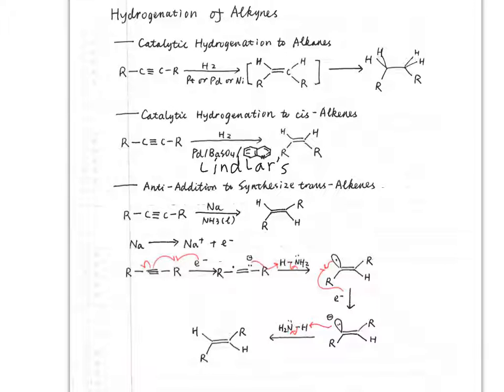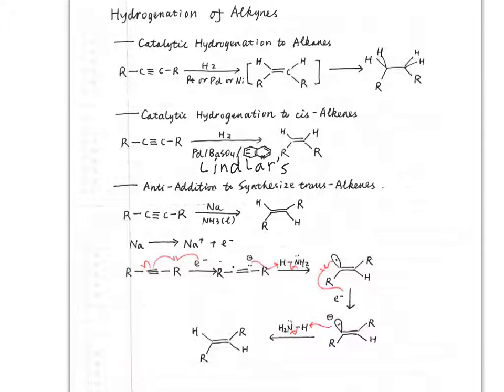And by doing that, your hydrogen would be added onto the carbon-carbon triple bond, again in a cis manner, generating this cis alkene, and the reaction will not go along to further reduce this cis alkene to the alkane.